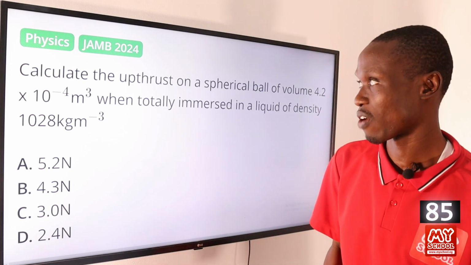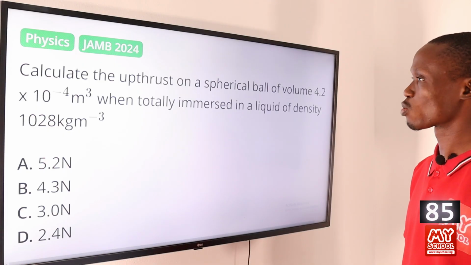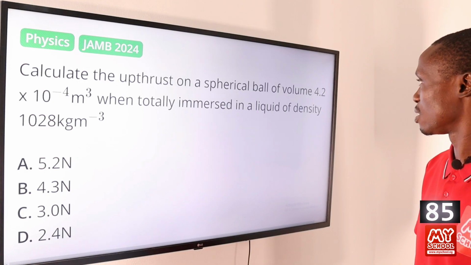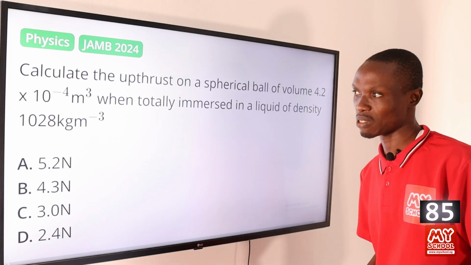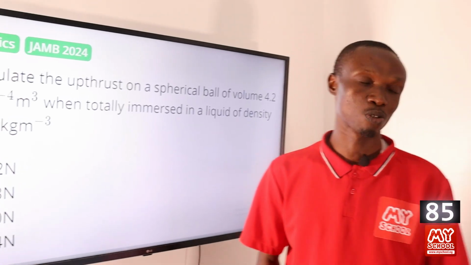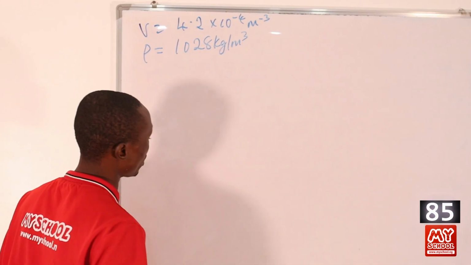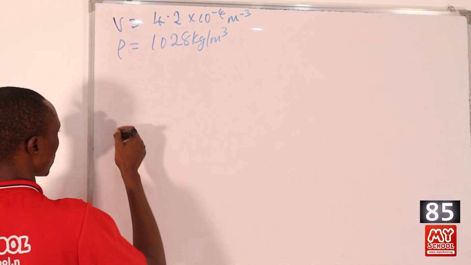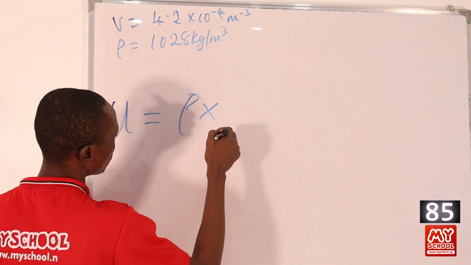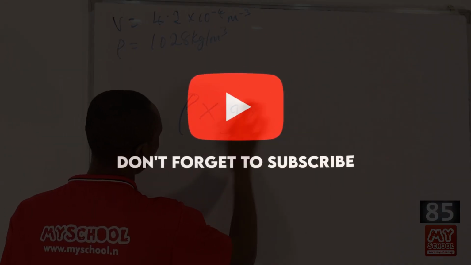Moving on to question 85. Calculate the upthrust on a spherical ball of volume 4.2 times 10 raised to power minus 4 meter cube when totally immersed in a liquid of density 1028 kilogram per meter cube. So let's move over to the board to provide answer to this question. We are asked to calculate upthrust, and another word for upthrust is buoyant force. So upthrust U in this case is equal to density times acceleration due to gravity, times volume.